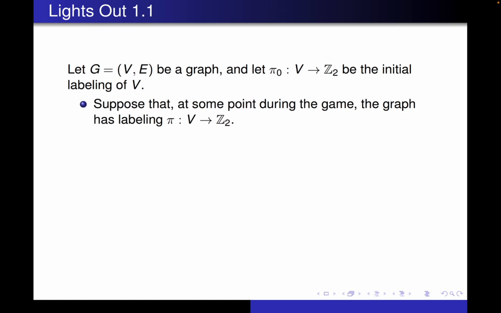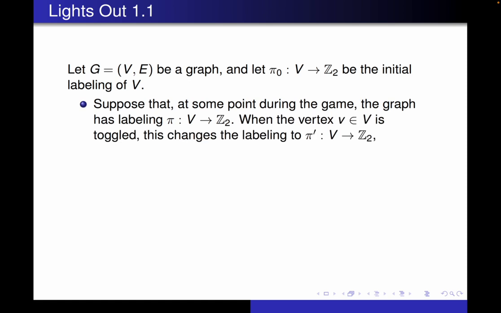So I want to describe how it works in general. Let's suppose we're at some point of the game. We could be at the very beginning where our labeling is pi 0. We could be in the middle of the game. We could be towards the end of the game. But suppose that at some point during the game, we have a labeling pi from V to Z2. And then suppose we pick one of the vertices, little v, and we toggle that one. What that is going to do is change the labeling to some other labeling, and we'll call that pi prime.